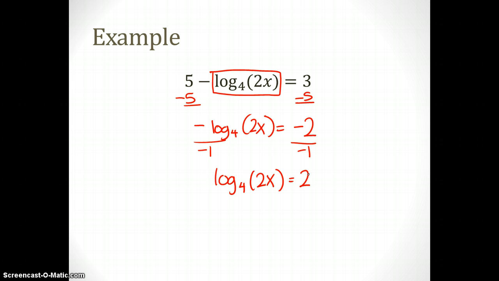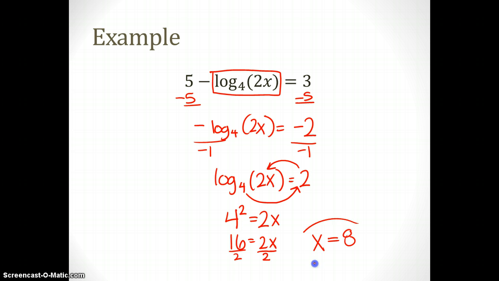So take a second here, write that in exponential form. So we've got the log alone, write it in exponential form, and then check your answer. As an exponential form, 4 is the base, 2 is the power, 2x is what it's equal to. So 4 to the second equals 2x, 16 equals 2x, divide by 2, so x is equal to 8. Again, different problem, different steps, same answer.